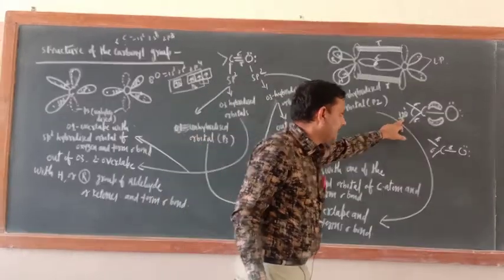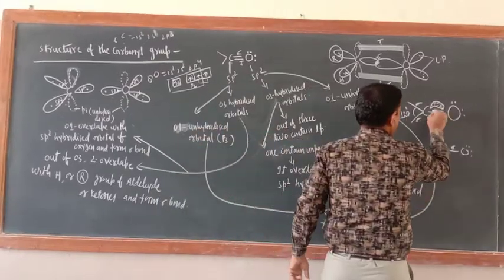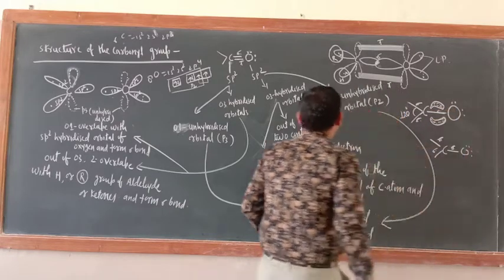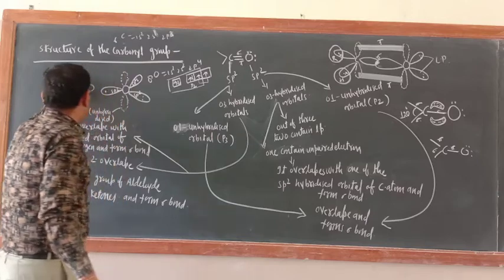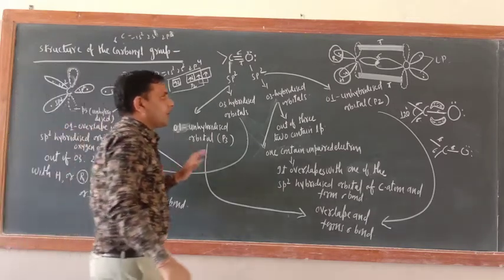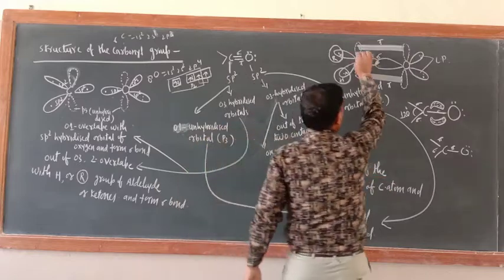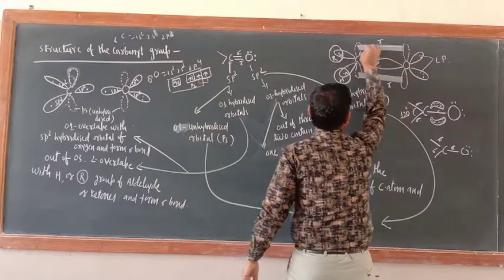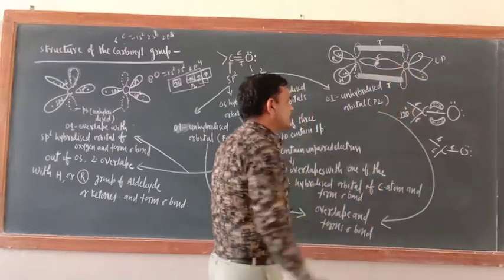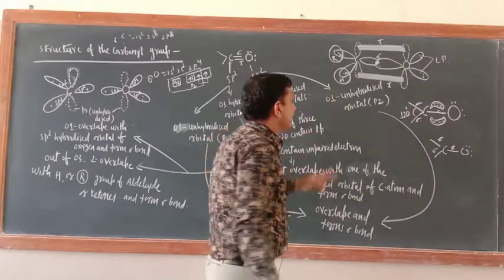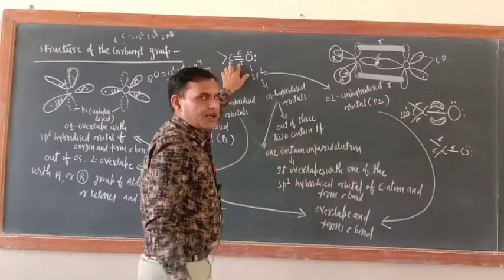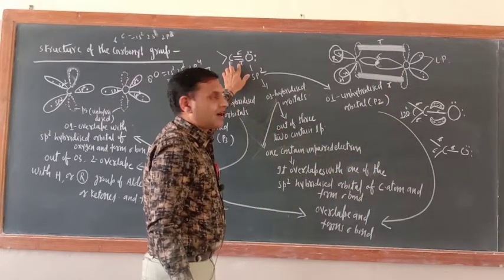Here I made this, this is also sigma only. This bond is sigma. Now here also one orbital is unhybridized, here also one is unhybridized. So they will overlap sidewise. Sideways overlapping is there. So because of sideways overlapping, which bond will form? Pi bond. So this second bond which I wrote here is because of sideways overlapping of this one.